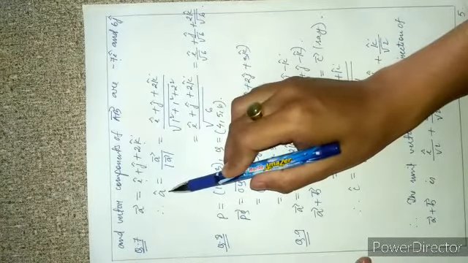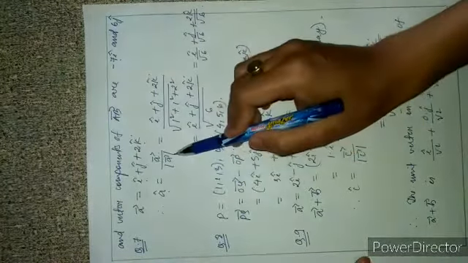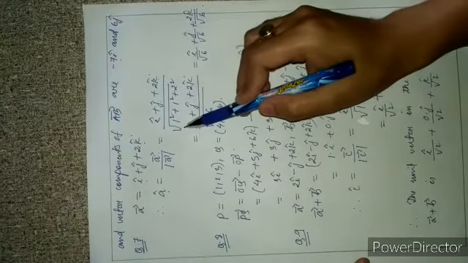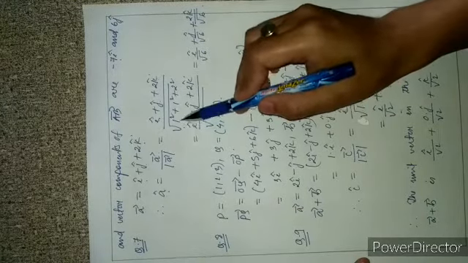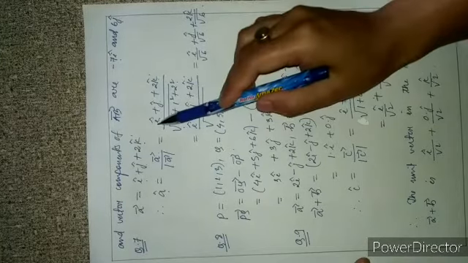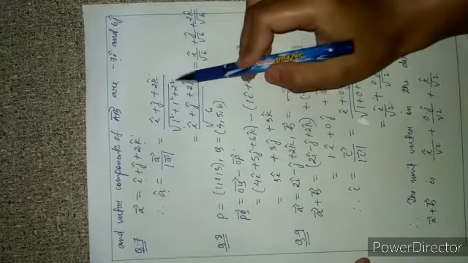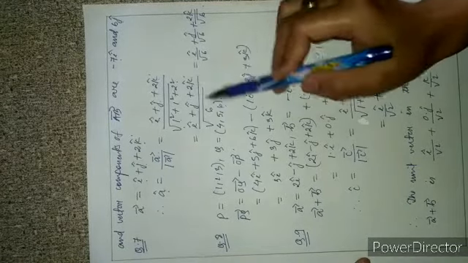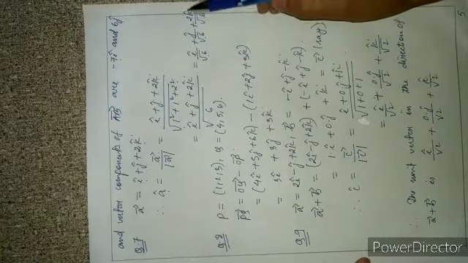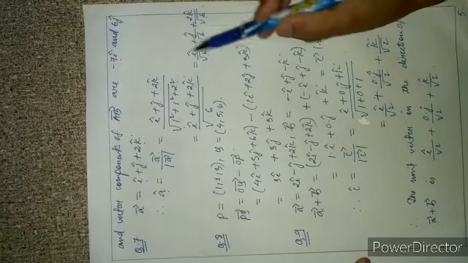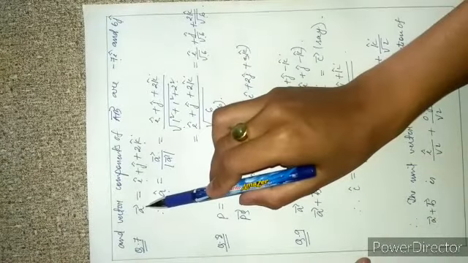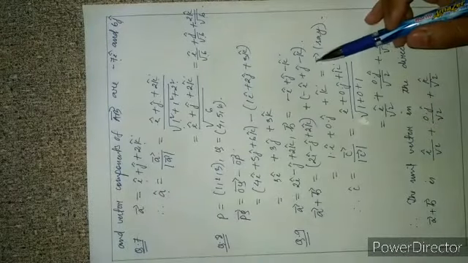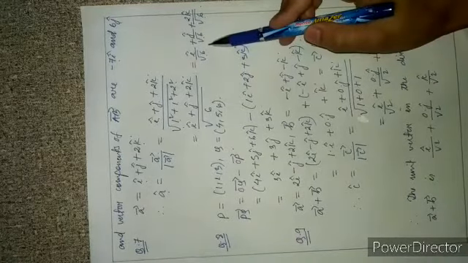Therefore A cap is given by the formula A vector divided by the magnitude of A. Write the components of A vector, i cap plus j cap plus 2 times k cap, divided by root over the magnitude of A: 1 square plus 1 square plus 2 square. Here the components are 1, 1 and 2. So it is i cap plus j cap plus 2 times k cap divided by root 6. Then i cap divided by root 6, j cap divided by root 6 and 2 k cap divided by root 6. This is the unit vector acting along the given vector A vector.